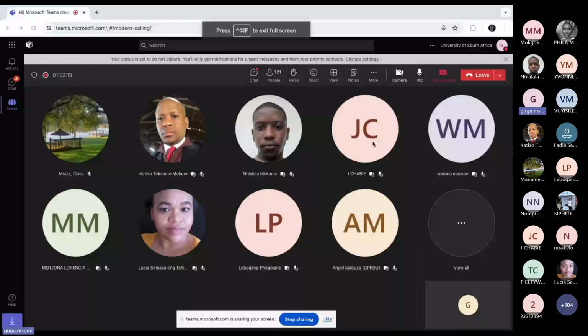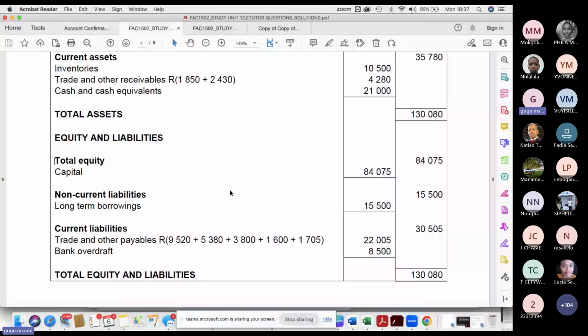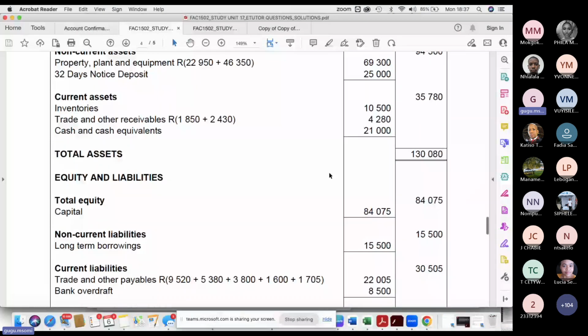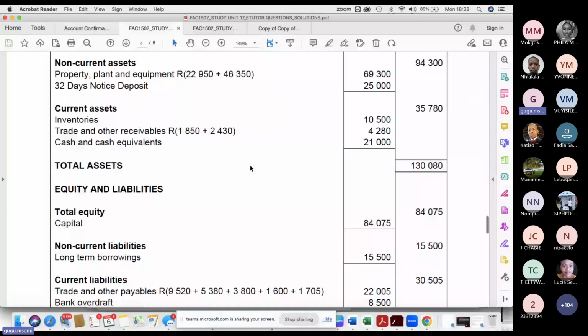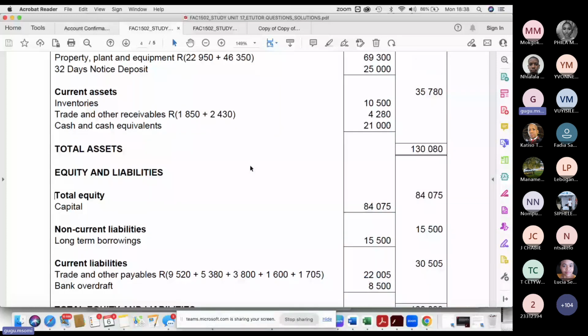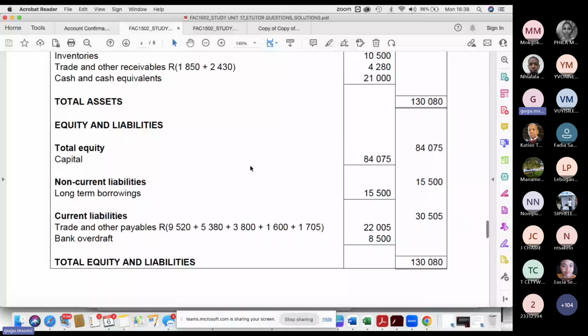Cool. So then that would be question A, which was to create a statement of financial position as at 30 April. You would start by doing your skeleton of a financial statement: I've got assets, non-current and current, and equity and liabilities, non-current and current. Then you would go through your question and plot the names of the things that you know, add the sums up, and make sure that your balance sheet balances.